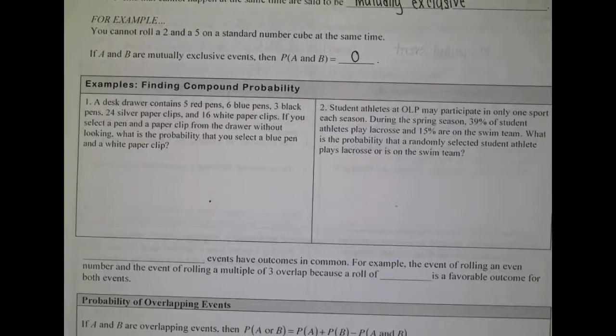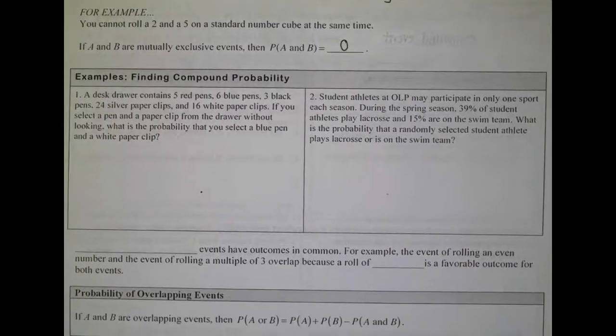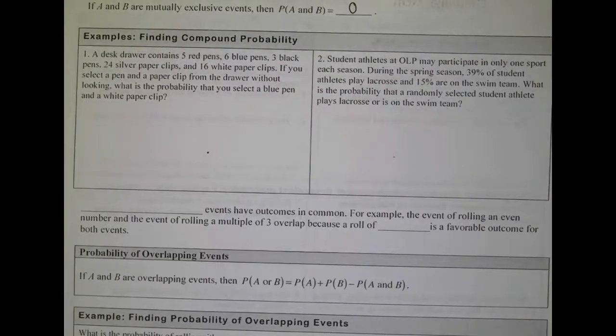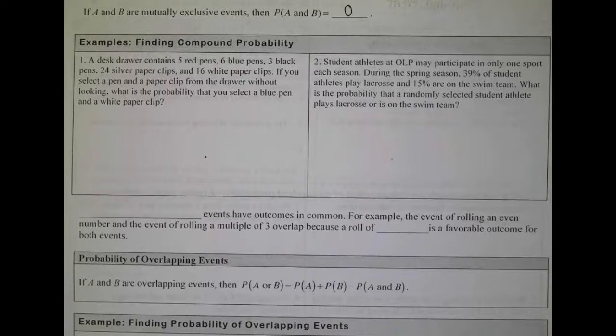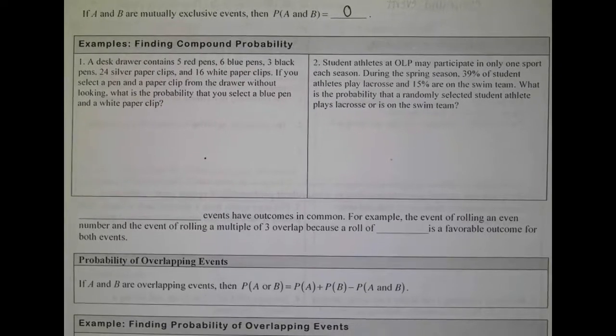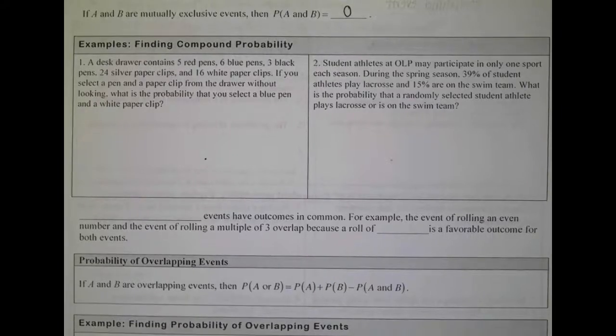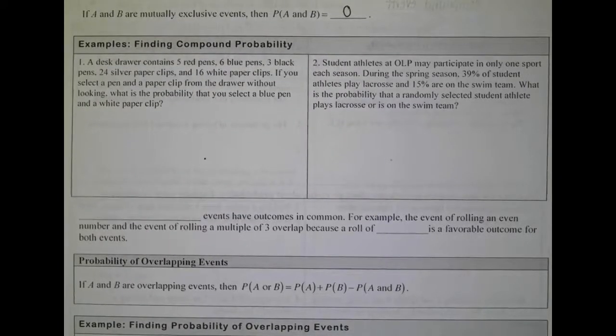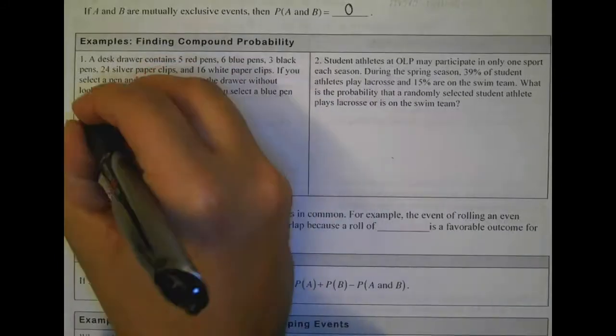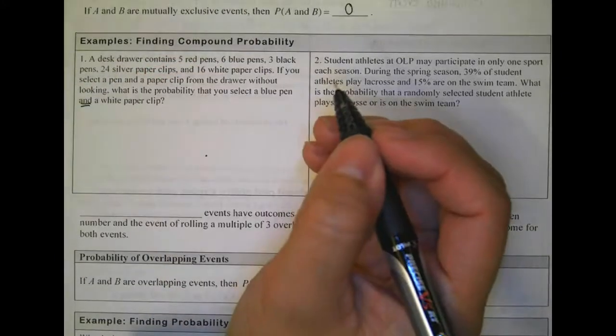Alright, let's take a look at some examples. Okay, example number 1. A desk drawer contains 5 red pens, 6 blue pens, 3 black pens, 24 silver paper clips, and 16 white paper clips. If you select a pen and a paper clip from the drawer without looking, what is the probability that you will select a blue pen and a white paper clip?